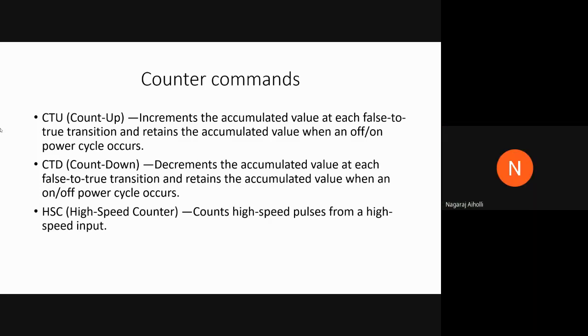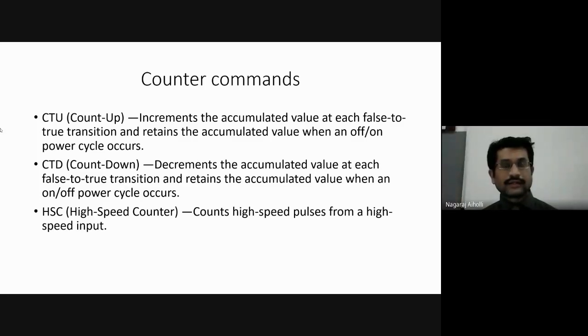Similarly, for the countdown counter, whenever the input signal goes from low to high, it will count in the downward direction. Say it is starting from 10, it counts downwards: 10, 9, 8, 7, 6, 5, 4, 3, 2, 1, 0. Right? It is called the down counter. Suppose in between it is counting, if the power supply goes off, then whatever accumulated value was there will remain. It will not become zero.